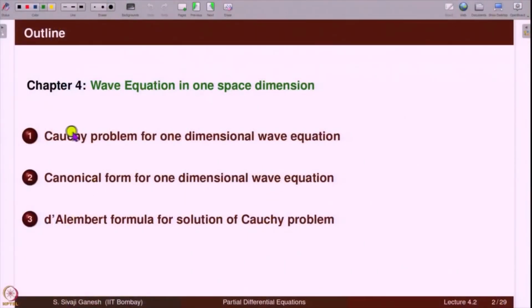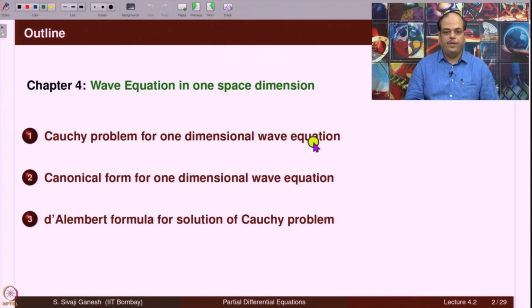The outline is that we introduce the Cauchy problem for the one dimensional wave equation, and then we look at the canonical form for the one dimensional wave equation. Using that we obtain a solution which is known as the D'Alembert formula, the solution of the Cauchy problem.